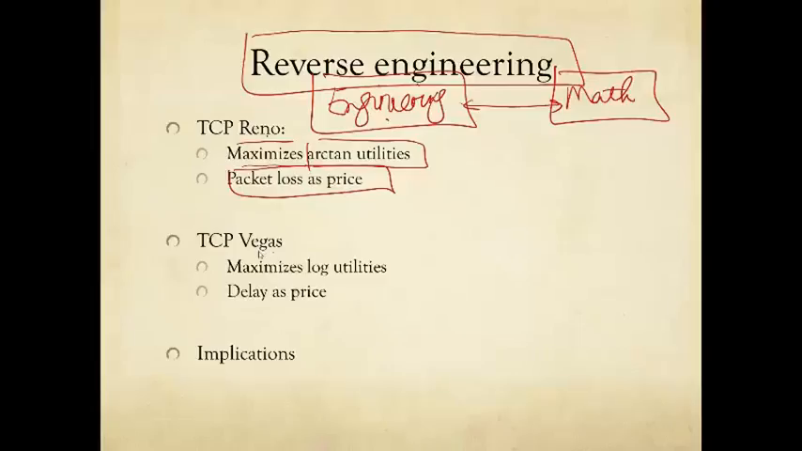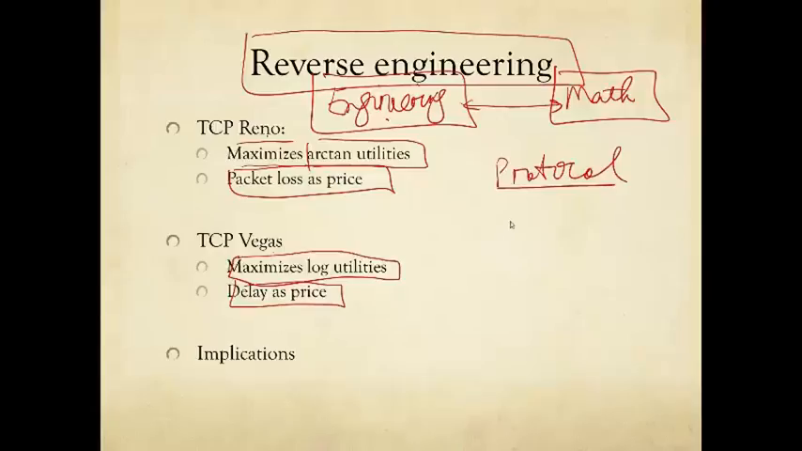Whereas for TCP Vegas is being reverse engineered to be implicitly maximizing for logarithmic utility with delay used as the link congestion price. In other words, if you give me an engineering protocol, I can give you in return the underlying optimization or gain problem implicitly being solved for by these protocols. Now this is a weird angle.